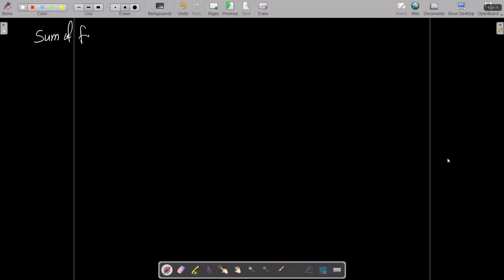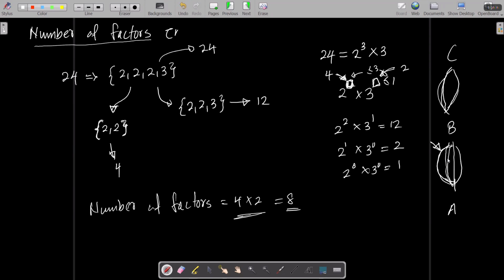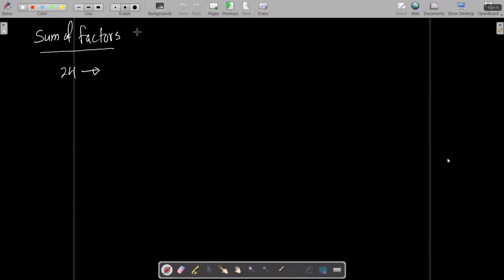Sum of the factors. So now what we are going to do is find the sum of all the factors. Say for 24, we have 8 factors, and we are going to add all those factors and find the answer. For the number of factors, we say tau n. This is how we denote it. So the number of factors of 24, we denote it as tau 24. I forgot to give the notation. Now the sum of the factors, we denote it as sigma of n.